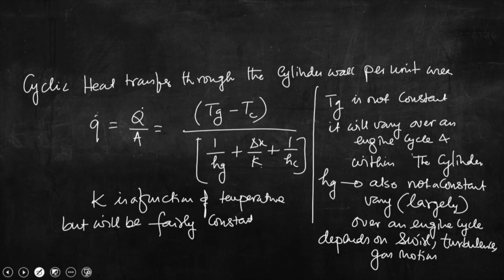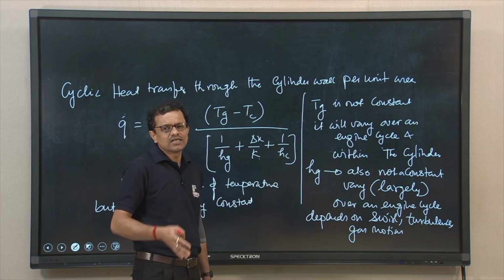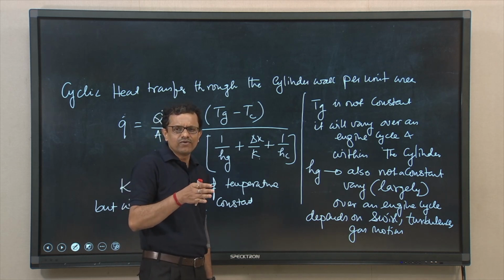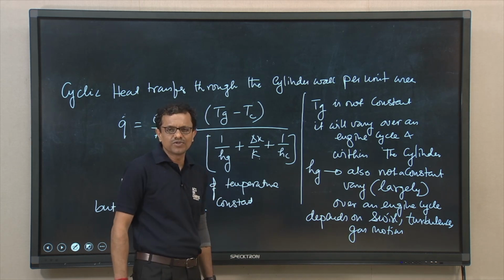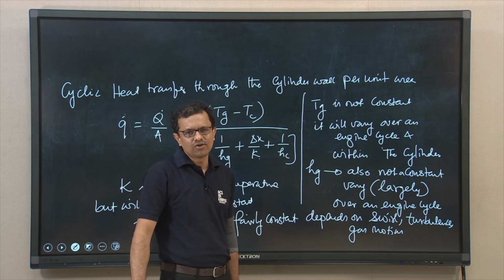What about hC, the convective heat transfer coefficient of the coolant? Again, it will depend on the flow velocity of the coolant, but typically coolant flow is fixed, so we can assume that the convective heat transfer coefficient of the coolant will remain fairly constant, right. So, this is very important. It will remain fairly constant because coolant velocity will remain almost constant.